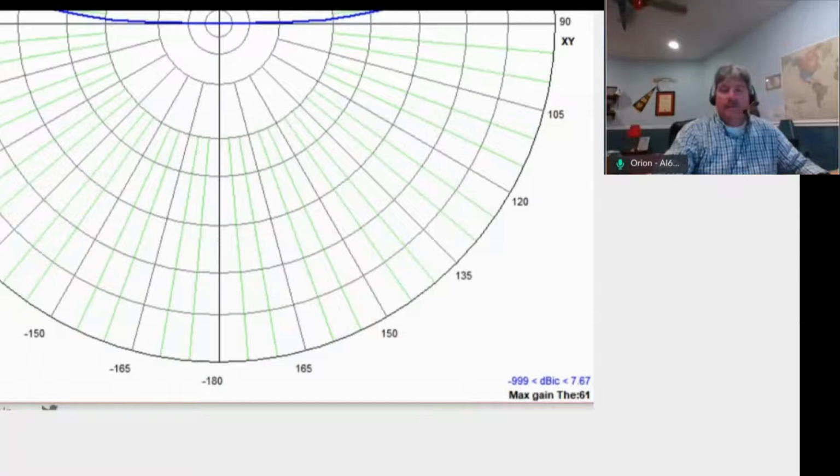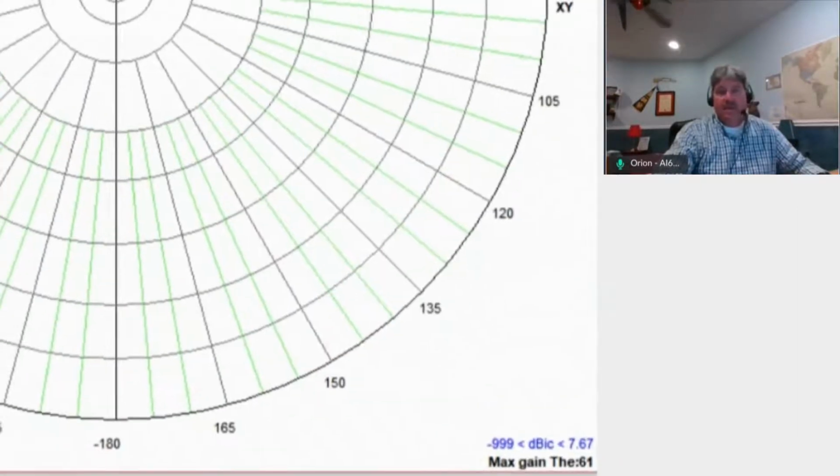The gain for this antenna is going to go from minus 999 dB, basically infinity, to plus 7.67 dB. Now, you notice it says dBi. dBi is a theoretical concept where you have this physically impossible situation of an itty bitty little point, and all the dB is calculated on that. It's purely theoretical. It'll never happen.